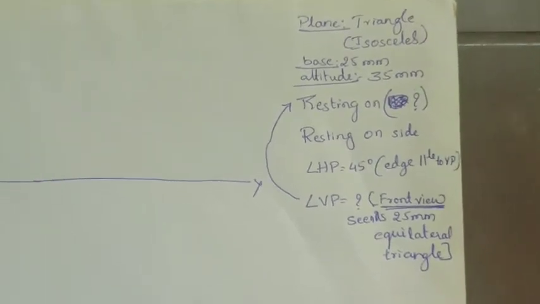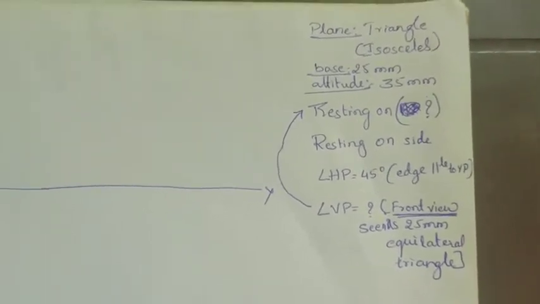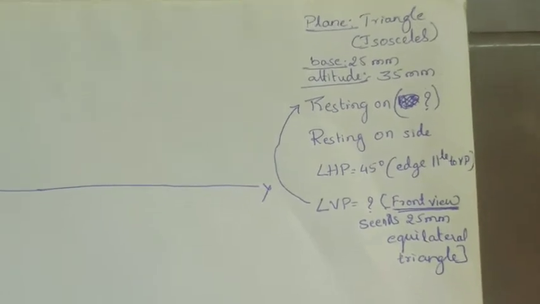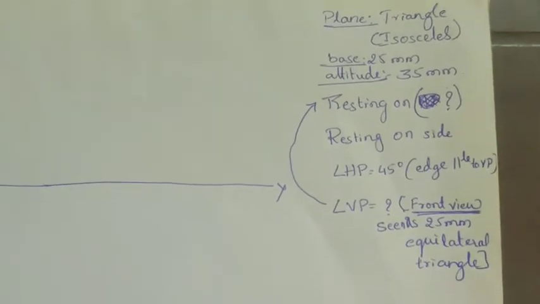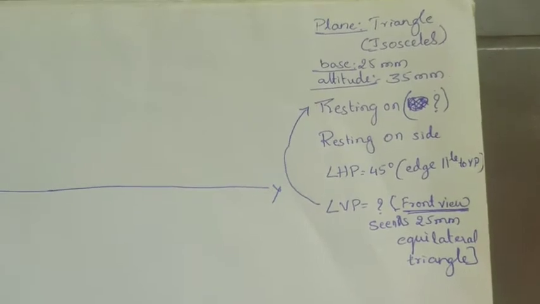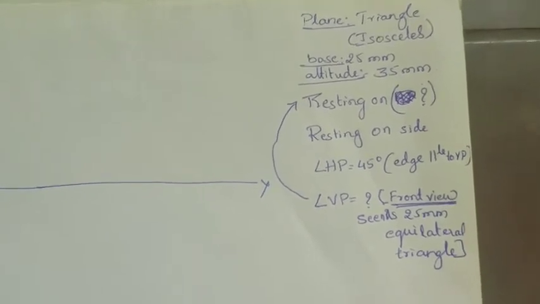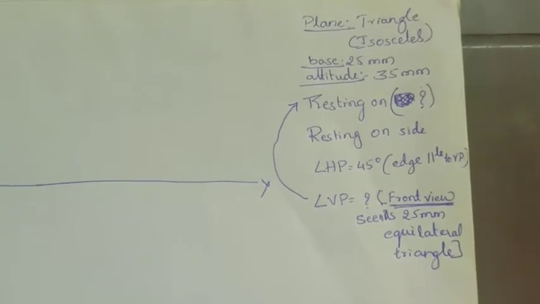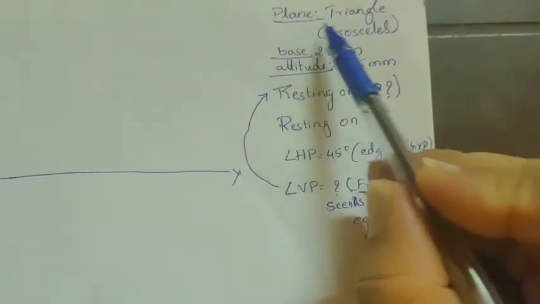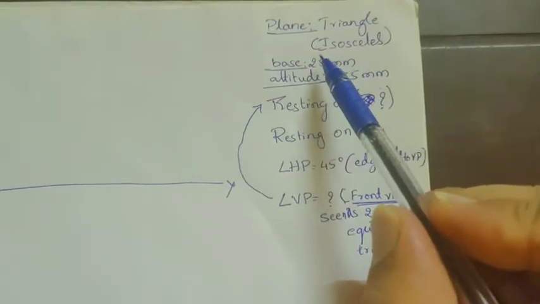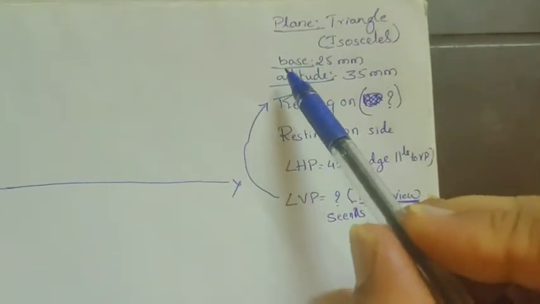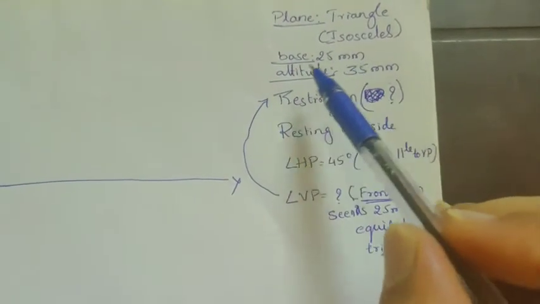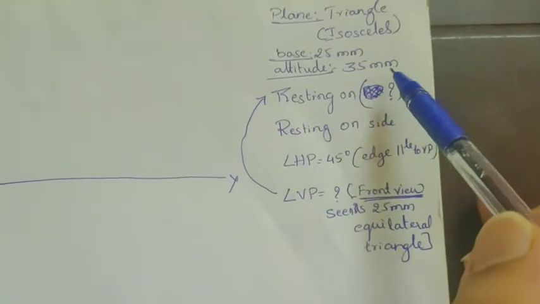Dear students, today we are going to discuss problem number 7, projections of planes. In the problem it is given that it is an isosceles triangle and the base is 25 mm and the altitude is 35 mm. So the given thing is a plane, which is a triangle, an isosceles triangle with base 25 mm and altitude 35 mm.